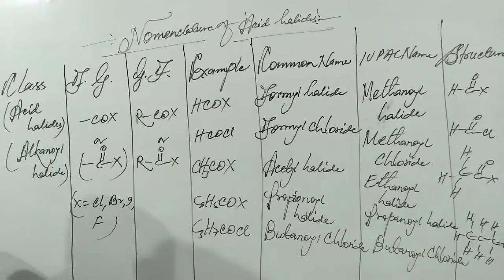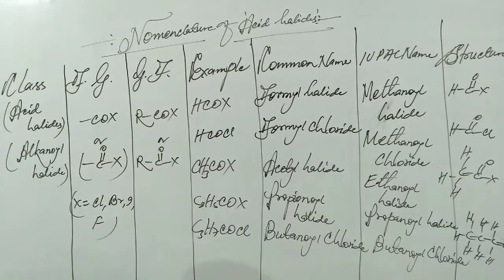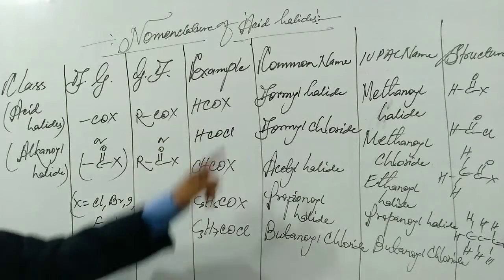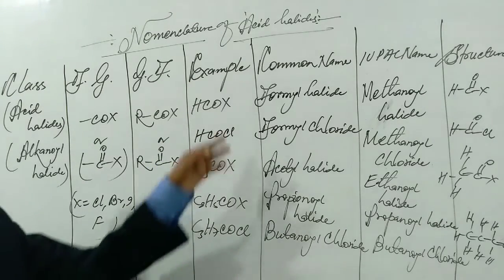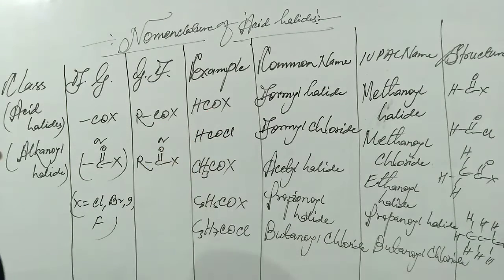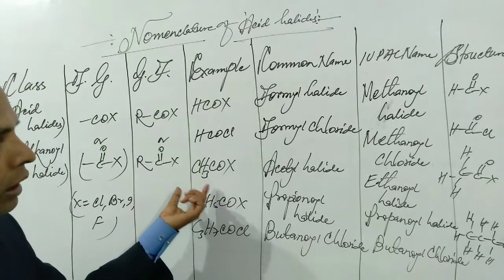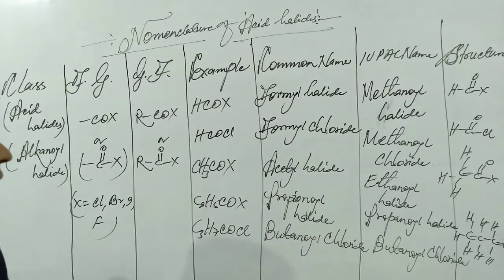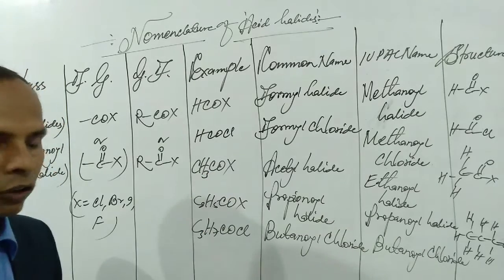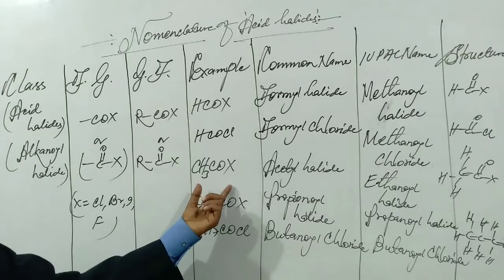In this way, we see that different types of compounds are obtained. In case we put here chlorine, this will be the formyl chloride. In case of bromine, formyl bromide. In case of iodine, formyl iodide. In case of fluorine, formyl fluoride. In case we put a CH3 group here, then the name of such compound is acetyl halide. With chlorine, acetyl chloride. With bromine, acetyl bromide. With iodine, acetyl iodide. With fluorine, acetyl fluoride.